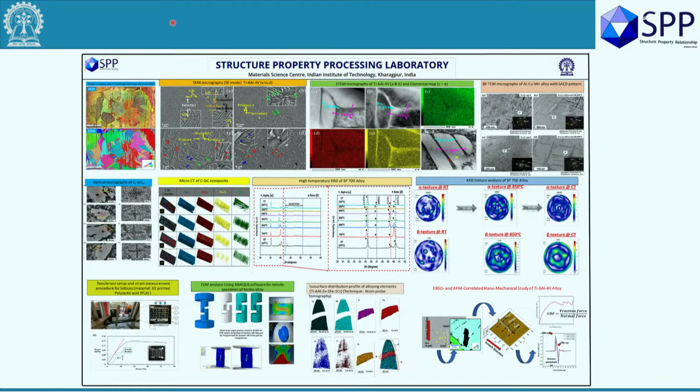And this is a poster that we are making at this moment. It is still incomplete. It basically shows the spectrum of various characterization tools that we are using. In microscopy, we are using almost everything from optical microscope to SEM to TEM, high-res TEM and all. We use microtexture, of course.